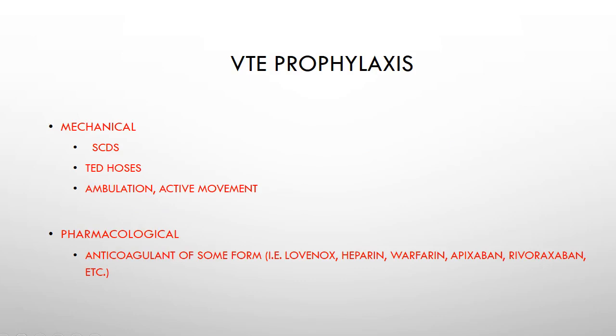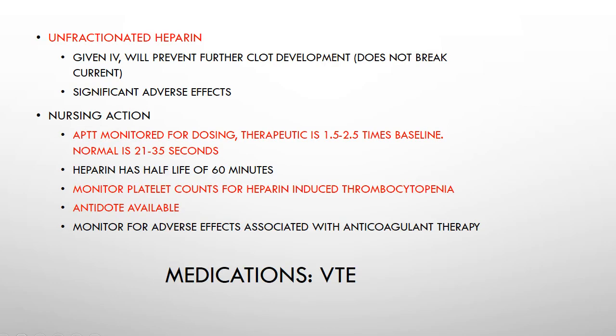So prophylaxis, mechanical, SCDs, TED hoses, ambulation, active movement. Then pharmacological is an anticoagulant of some form. So with venous thromboembolism, if they have a VTE, you're going to give them IV heparin, unfractionated heparin. The heparin will prevent further clot development, but it does not break up a clot. It does have significant adverse effects, one of them being HIT, which is heparin-induced thrombocytopenia, which I will talk more about in the next slide.